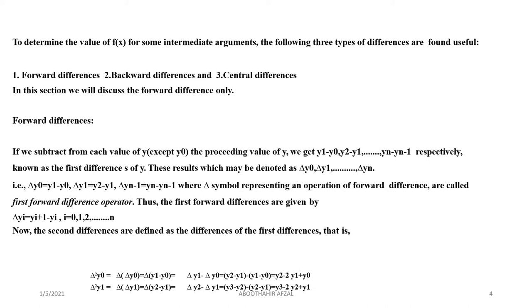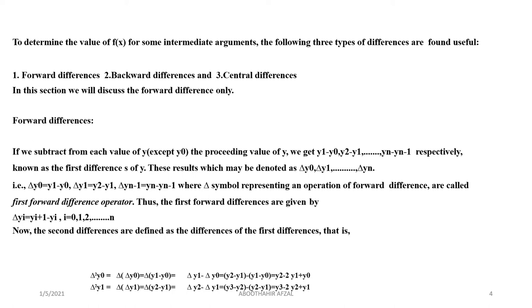These first differences are denoted by delta y0, delta y1, etc., up to delta yn. For example, if I ask you what is delta y0, you have to say y1 minus y0 is called delta y0. If I ask you what is delta y1, it is nothing but y2 minus y1. So a y value minus the previous y value is called the first difference. Now what is the operator, the first forward difference operator?